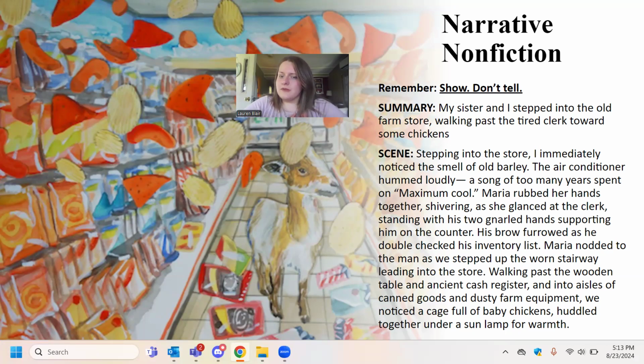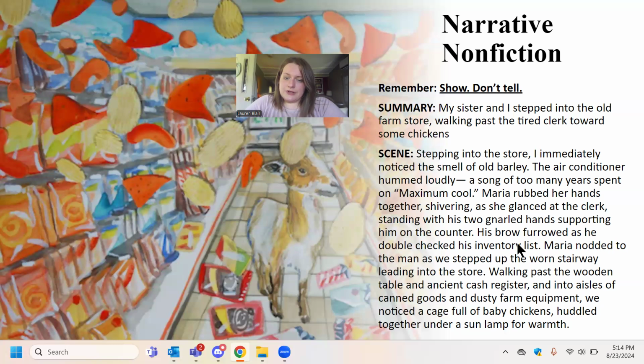Compare this. My sister and I stepped into the old farm store walking past the tired clerk towards some chickens, versus stepping into the store, I immediately noticed the smell of old barley. The olfactory senses are engaged. The air conditioner hummed loudly. It's what they're hearing. A song of too many years spent on maximum cool. Maria rubbed her hands together, shivering, so we have touch, we have physical sensation.